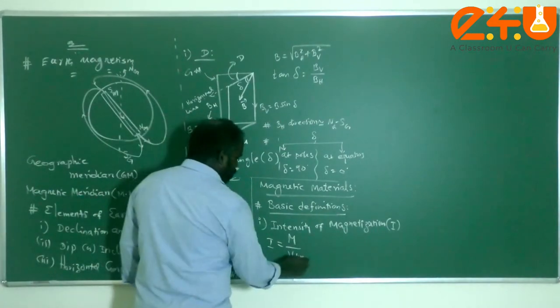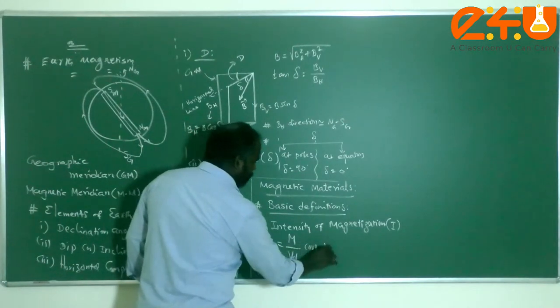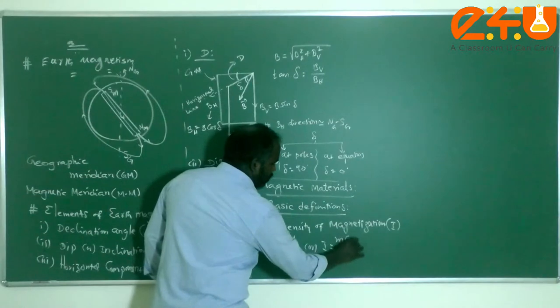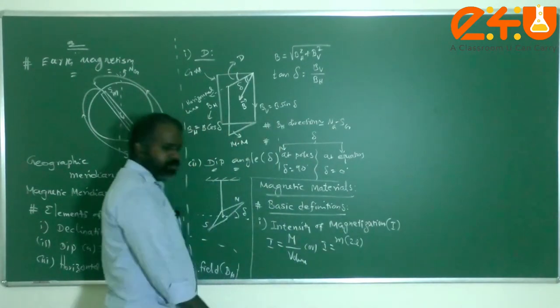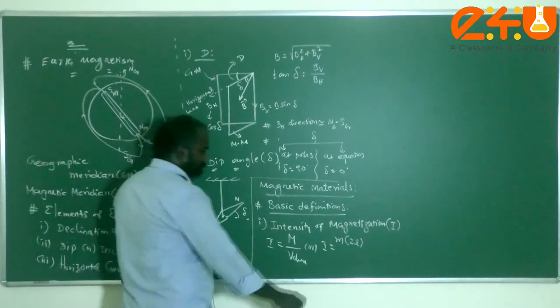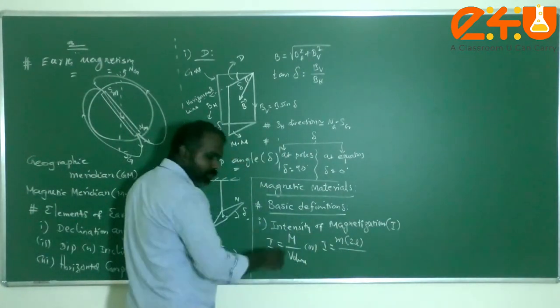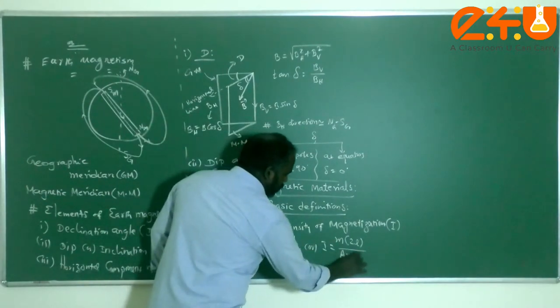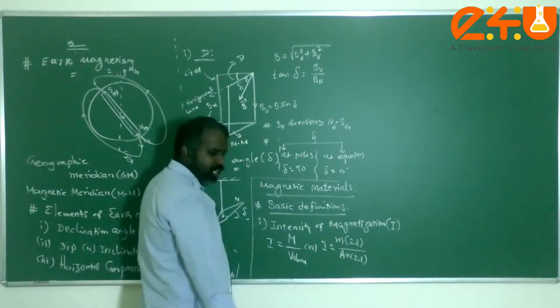Specimen. Or we know that I is equal to the magnetic moment, which is nothing but pole strength into its separation, like q into 2d in electrostatics, divided by the volume of the specimen. What we use for volume is area into length. Area into what, children? Length.